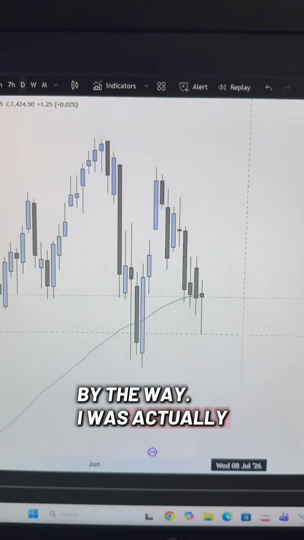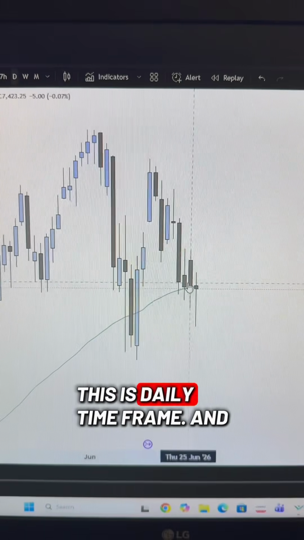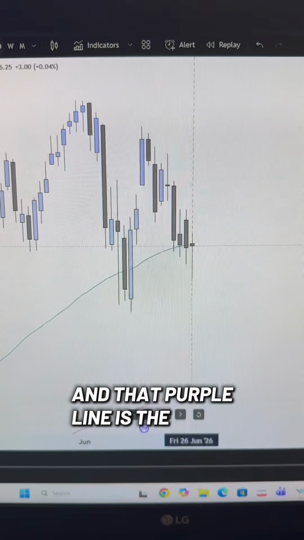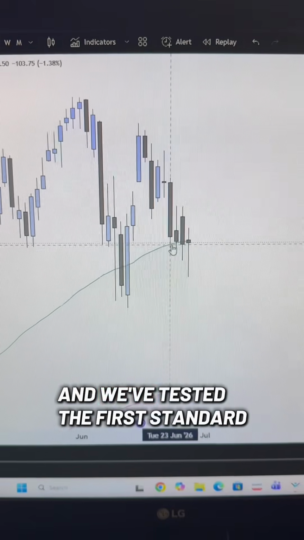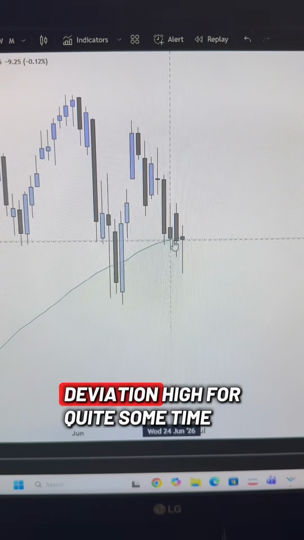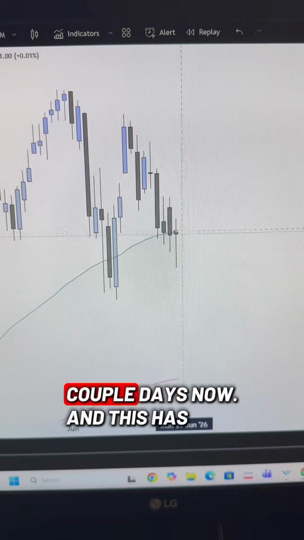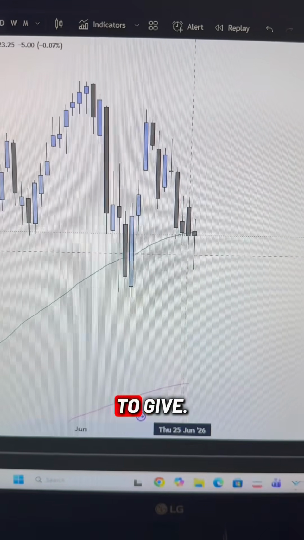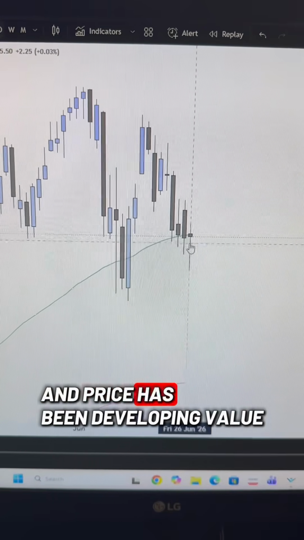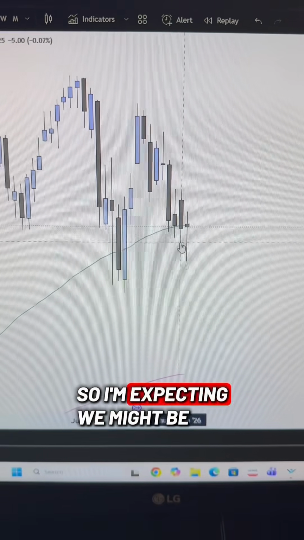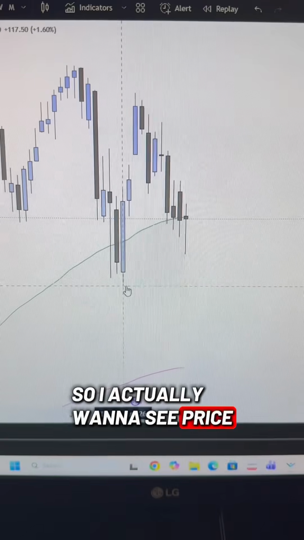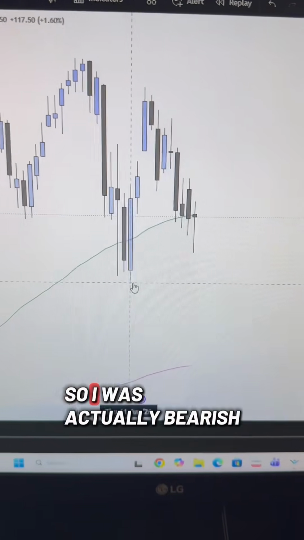I was actually leaning bearish coming into the day. This is the daily time frame, and that is the yearly first standard deviation high, and that purple line is the yearly VWAP. We've tested the first standard deviation high for a couple of days now, and it has not given us the bullish reaction we would be expecting, right? Price has been developing value around here, so I'm expecting we might be in rotation. So I actually want to see price take this low out, so I was bearish.